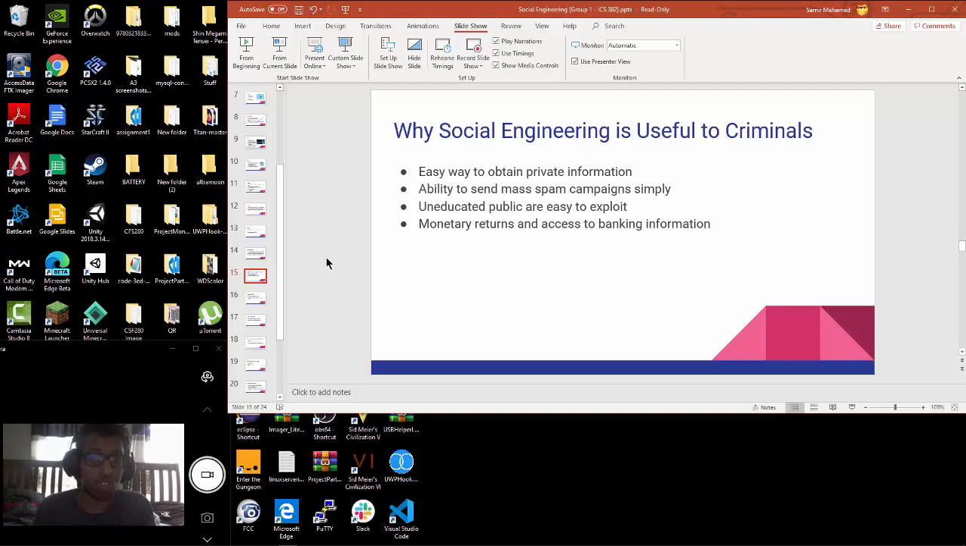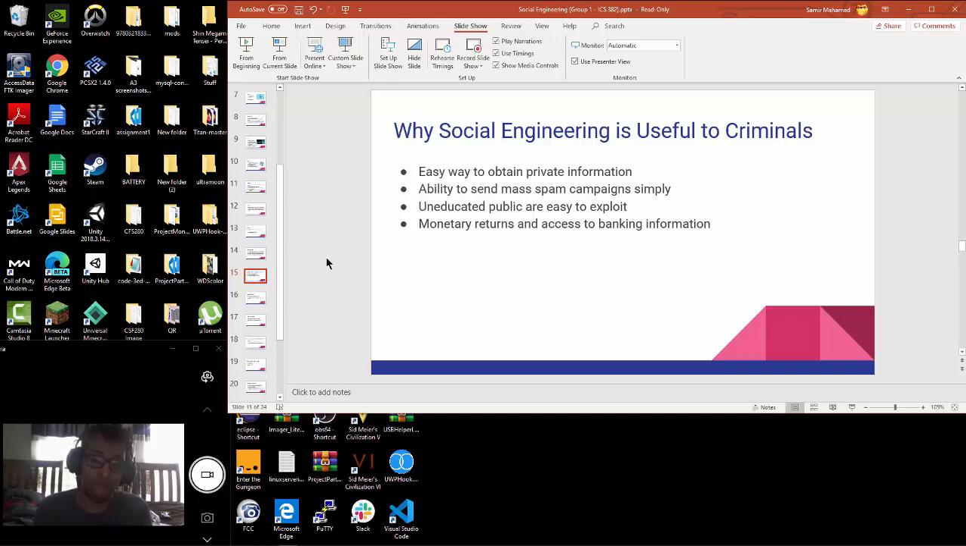Social engineering is super useful to criminals. It's just easy. You just trick people and you get their money, you get their information, and you can go do things. And it's bad. People take advantage of things that are easy. You can send mass messages, just a mass campaign. You can hide yourself, kind of, if you're smart enough. And then there's the uneducated public.